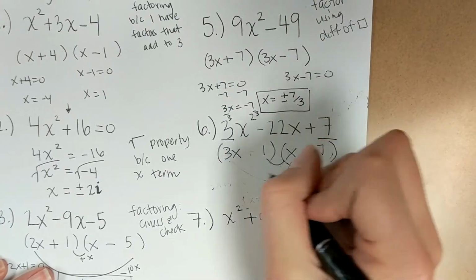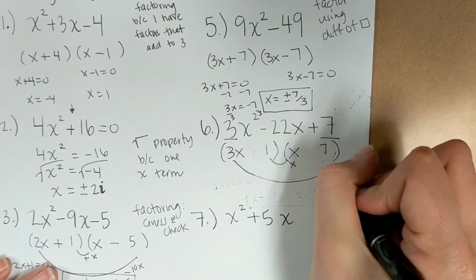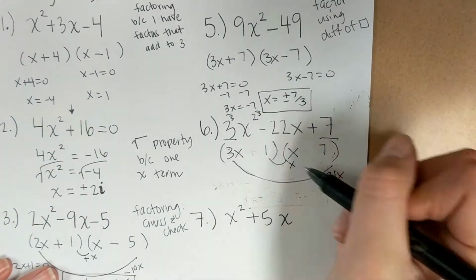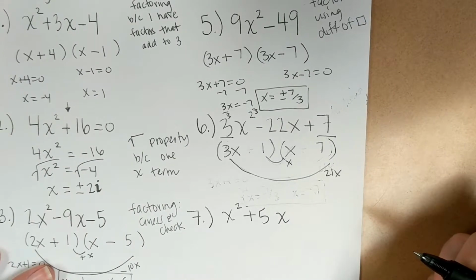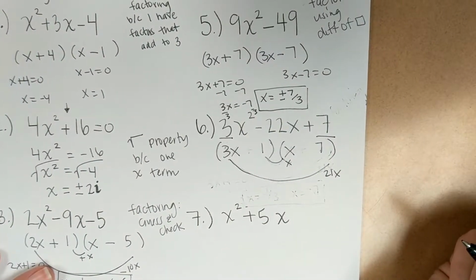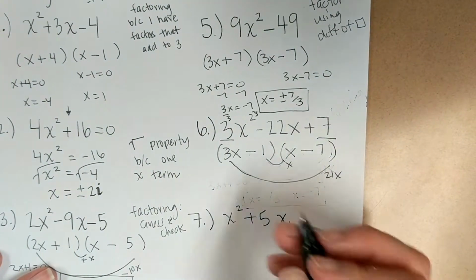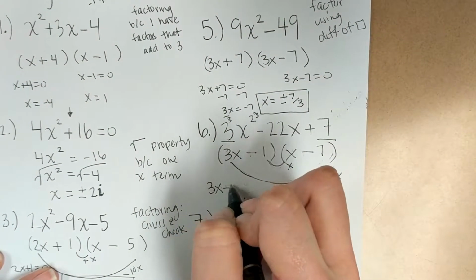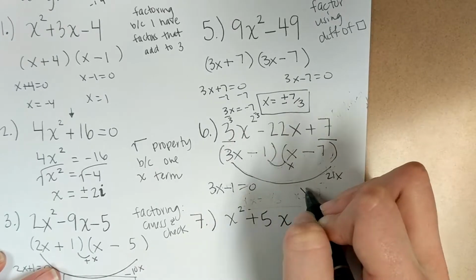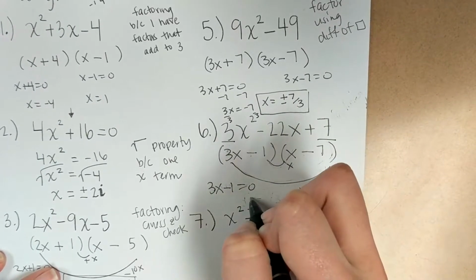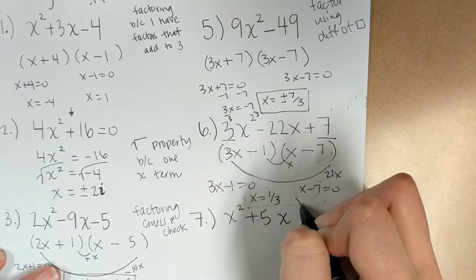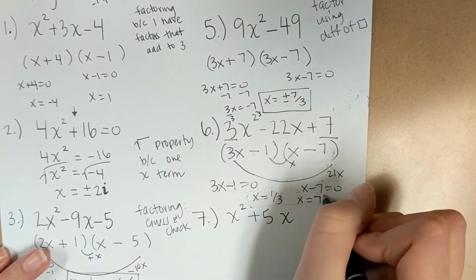Now if I multiply that, that's x. If I multiply that, that's 21x. Is there any way I can add these and get negative 22? Oh, if I make both of these a negative, I can. So now I'm going to set these equal to 0 and solve. And so I'm going to get x equals 1/3 and x equals 7.